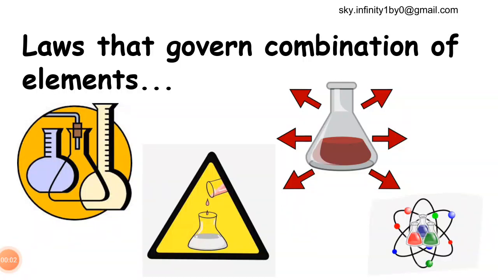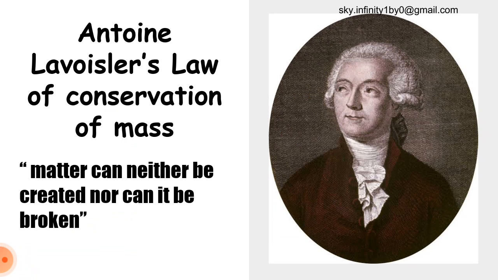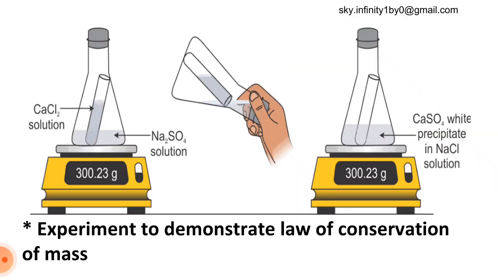Hello everyone. So today we are going to look at various laws which were given by various scientists which govern the combination of elements to give us the compounds. The first one we have is the law of conservation of mass, given by Lavoisier. This law states that matter can neither be created nor be destroyed. Simple, isn't it? So let us try to understand this law of conservation of mass.